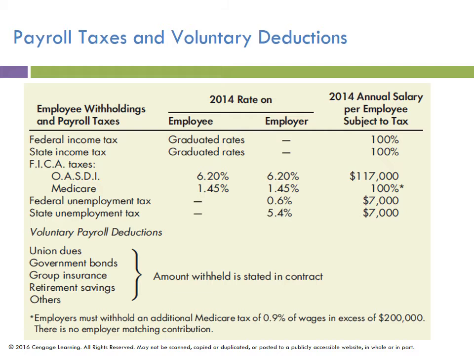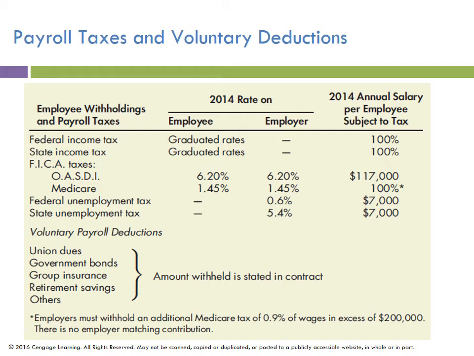Medicare tax is the other portion of FICA tax, and all 100% of an employee's wages are used to calculate that tax. So it doesn't matter how much money you make, you're always paying that tax. Federal unemployment tax is not an employee withholding. It is an employer tax only. That's why you only see rates in the employer column.